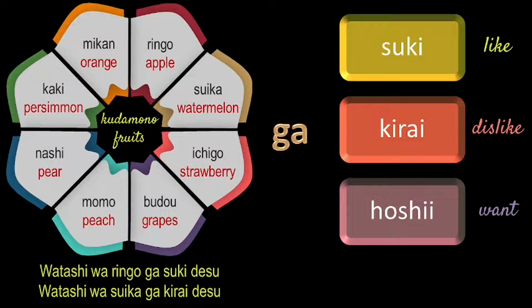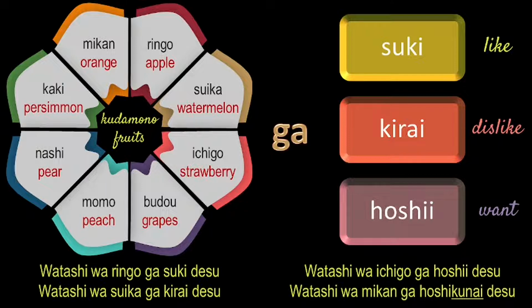Let me give you another example. Ichigo means strawberry and hoshii means to desire or want something. Now, to say I want strawberry, in Japanese it will be watashi wa ichigo ga hoshii desu. To say I don't want oranges, let us replace ichigo with mikan and use the negative of hoshii, which is hoshikunai. So the Japanese sentence will be watashi wa mikan ga hoshikunai desu. Orange is just an example and you can replace it with any other word and make use of the same sentence pattern. For example, to say I don't want a car, in Japanese it will be watashi wa kuruma ga hoshikunai desu. I hope the usage is clear.